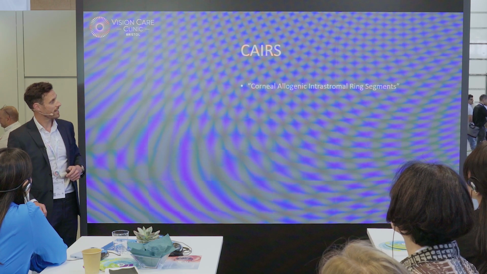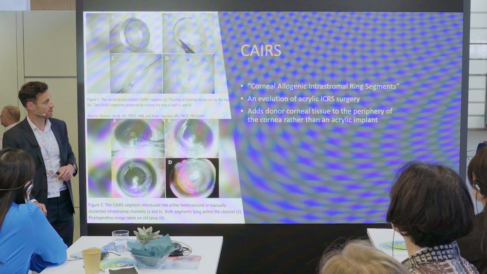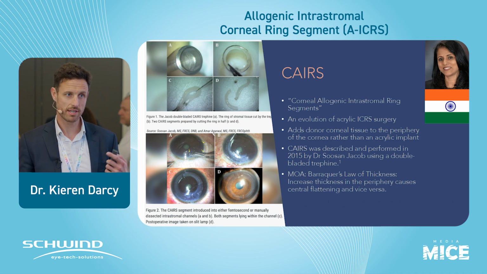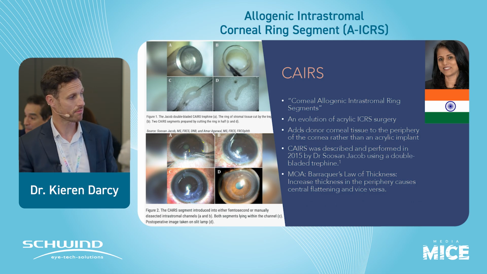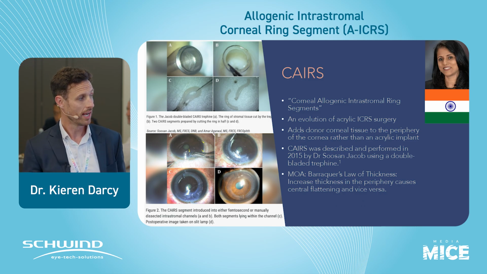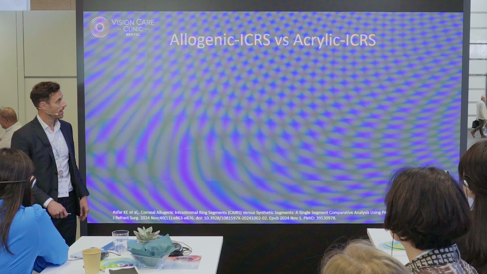So the term CAIRS really came from corneal allogenic intrastromal ring segments, from Susan Jacob. And that was around about the same time, 2015, when those papers were done. And she's really taken this forward and globalized the use of this tissue now in CAIRS, and really pushed it to the front of everybody's mind when they're considering treating keratoconic patients. It obviously follows Barraquer's law of thickness. So as we increase thickness in the periphery, we get central flattening.